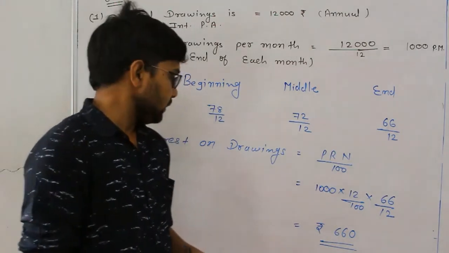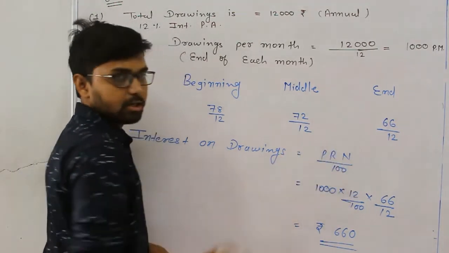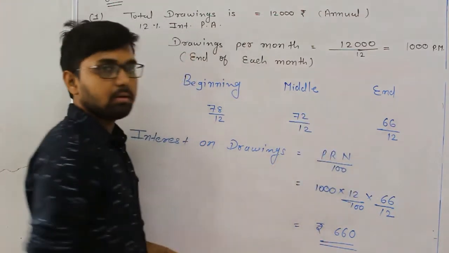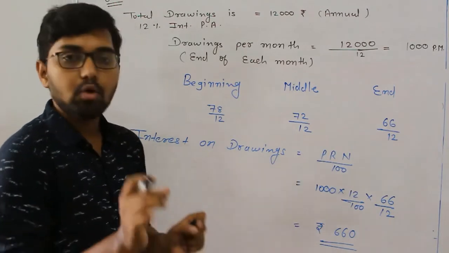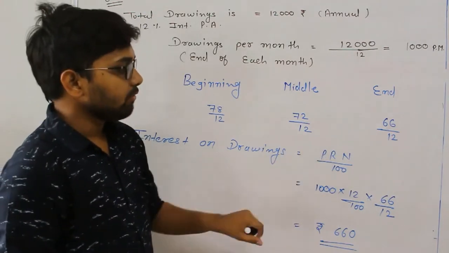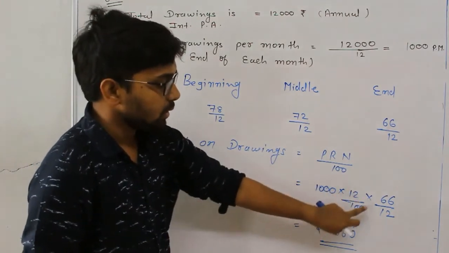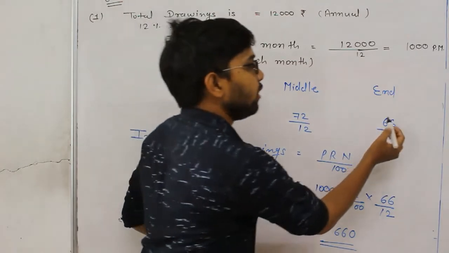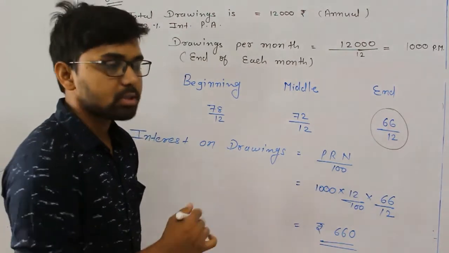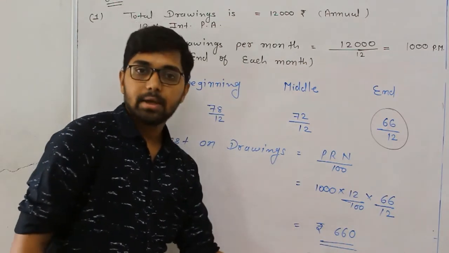Now I am calculating the interest on drawings. The formula is interest on drawings equals PRN divided by 100. Here P means principal amount, R means rate of interest and N means time frame. Now the principal amount per month, not per year, per month is 1,000. Rate of interest is 12%, that is given in the sum. 12% into end of month. So for end of month what will we take? 66 by 12. By doing some calculations, we got the answer 660. So this is your interest on drawings.